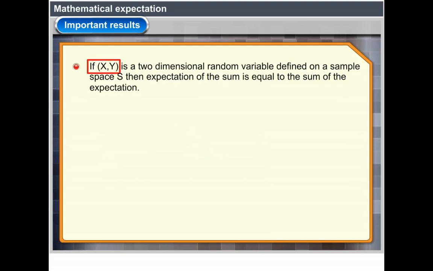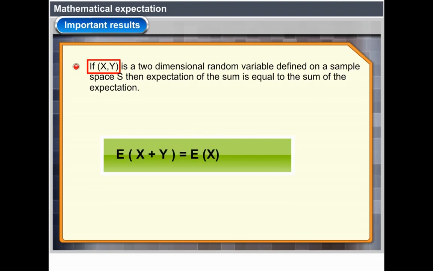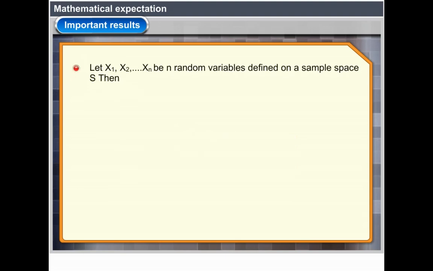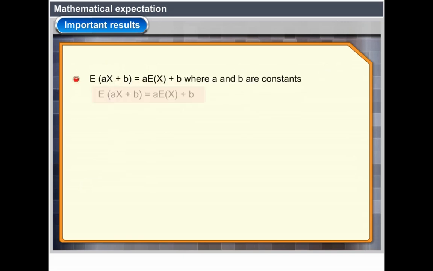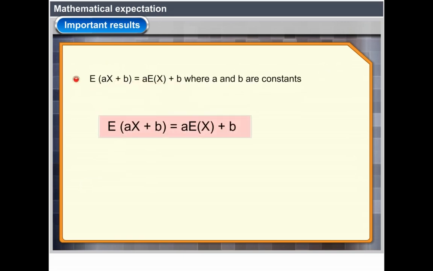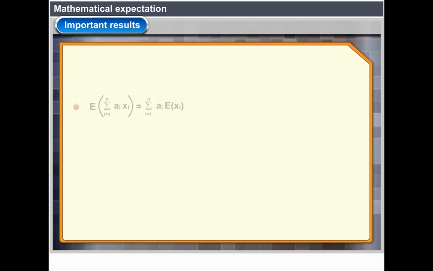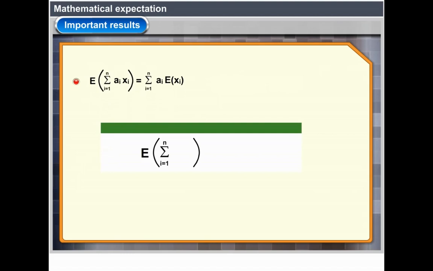If (X, Y) is a two-dimensional random variable defined on a sample space S, then expectation of the sum is equal to the sum of the expectations. Expectation of X plus Y equals expectation of X plus expectation of Y. Let X1, X2, etc. up to Xn be n random variables defined on a sample space S. Then expectation of X1 plus X2 plus etc. plus Xn equals expectation of X1 plus expectation of X2 plus etc. plus expectation of Xn. Then expectation of aX plus b equals a into expectation of X plus b, where a and b are constants. Then expectation of summation i equal to 1 to n ai into Xi equals summation i equal to 1 to n ai into expectation of Xi.